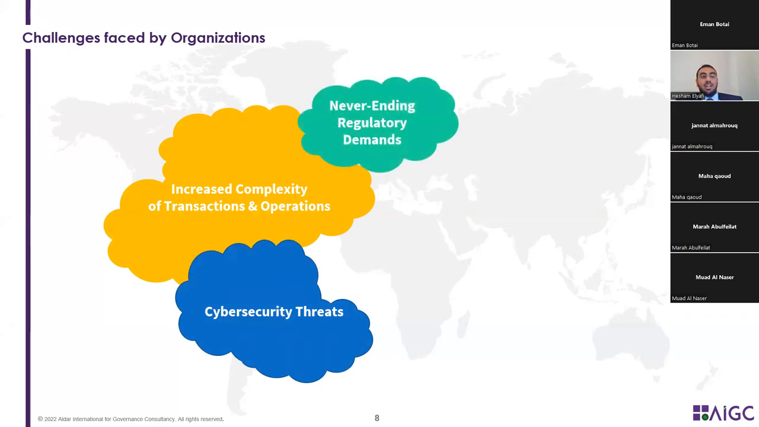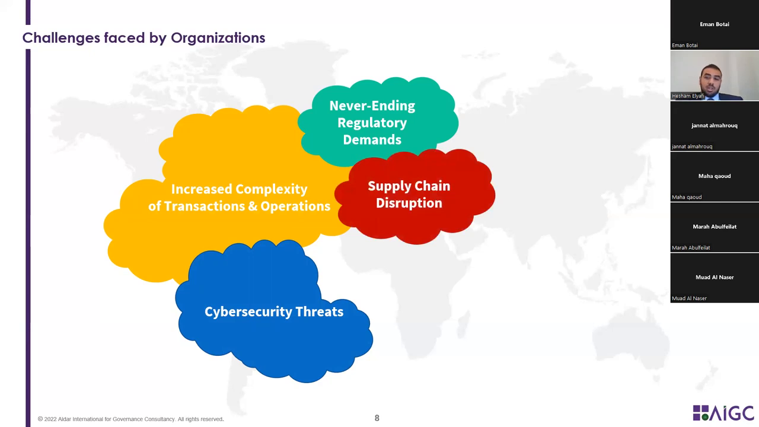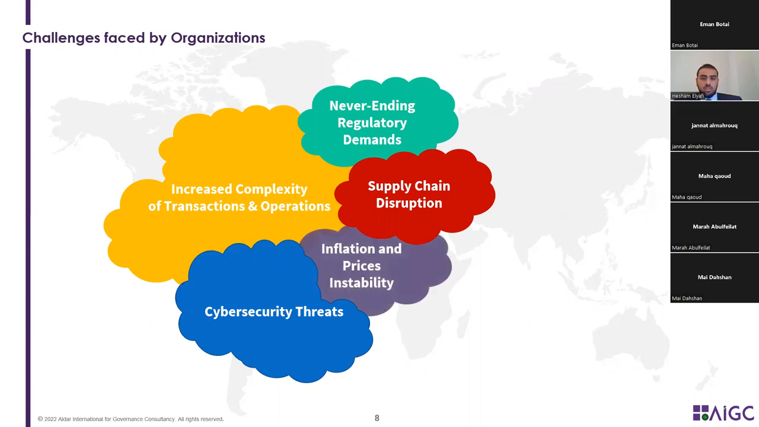It can be never-ending regulatory demands, especially as regulatory bodies try to add more regulations to ensure people's interests are protected. But then again, that puts a great burden on organizations, especially financial institutions, that have to deal with a wide range of regulatory demands. Or a new topic that we're all currently facing, supply chain disruption, whether it was due to the pandemic or due to oil prices going high. Again, all of that created some kind of disruption in the operations.